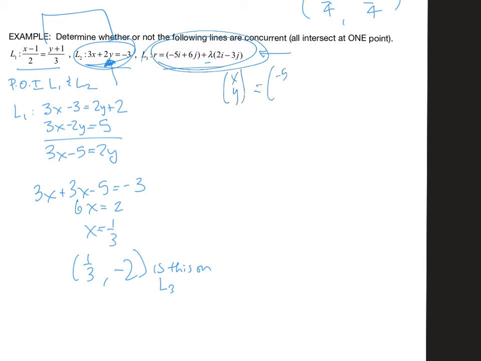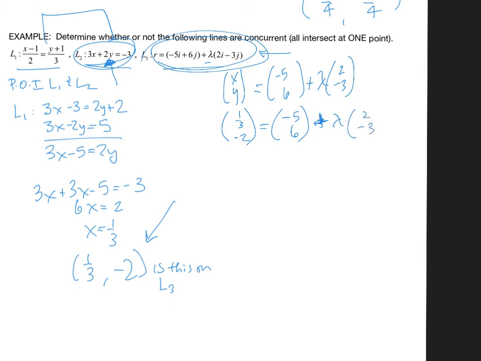So negative 5, 6 plus lambda times 2 over negative 3. All right, and since my ordered pair down here is an x and a y, I'm going to substitute that in. 1/3, -2. And I'm seeing if that is equal, that's a plus, to this. Let me clean that up a little.